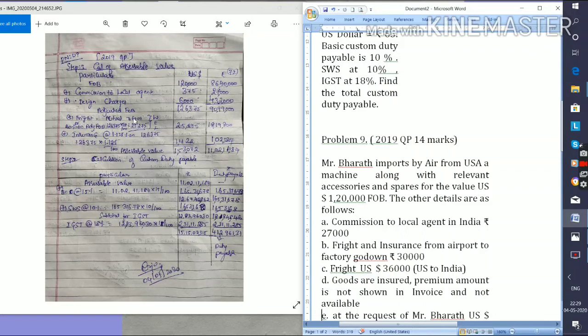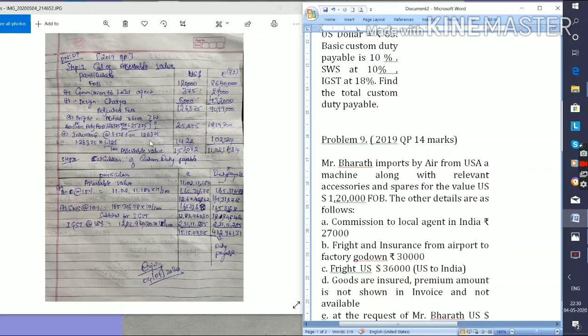Add to this, freight actual is, sorry, not 6,000, that is 36,000. I have written it a bit small. 36,000 or 20% on adjusted FOB, that is $1,26,375 into 20%, that is 25,275. Whichever is less, that is $25,275. When it is converted to Indian rupees, 18,19,800.